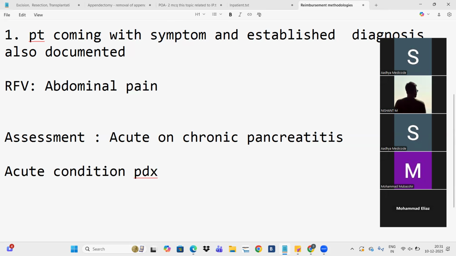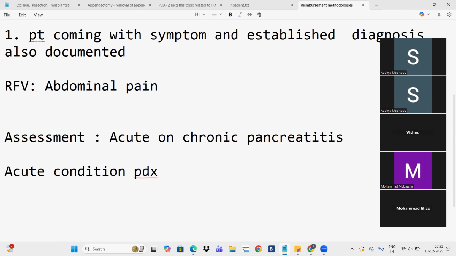Acute condition should be PDX always. Like acute and chronic pancreatitis. In this concept, we will get one question, guys. A patient comes with acute and chronic renal failure. How will you code the sequence? How will you code if they documented acute and chronic renal failure?